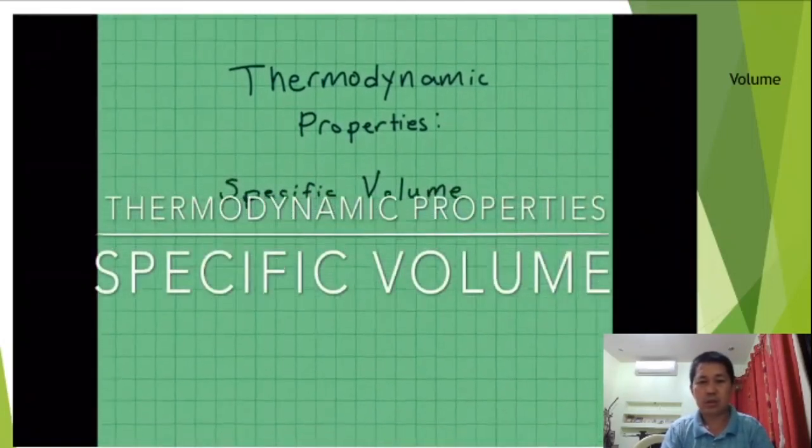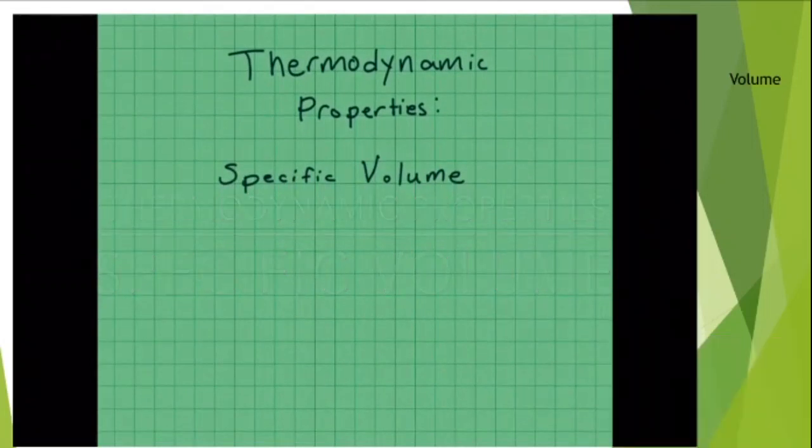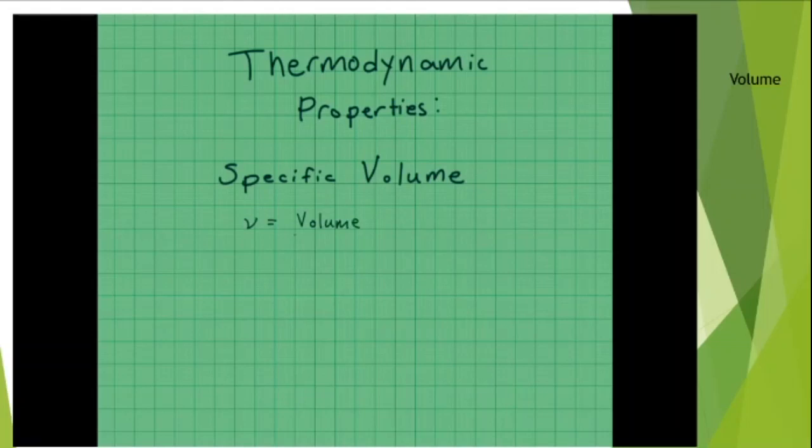Specific volume is a thermodynamic property, and it's defined as lowercase v or lowercase Greek letter nu, and it's the ratio of volume to mass, or V over M. So that is our definition of specific volume. It can have units of meters cubed per kilogram, centimeters cubed per gram, feet cubed per pound mass. Essentially, we just have units of volume in the numerator and units of mass in the denominator.